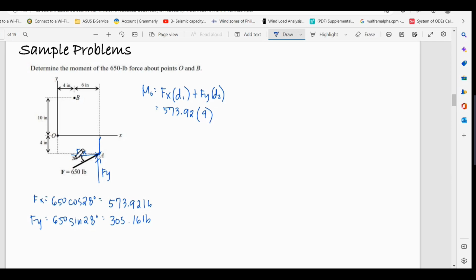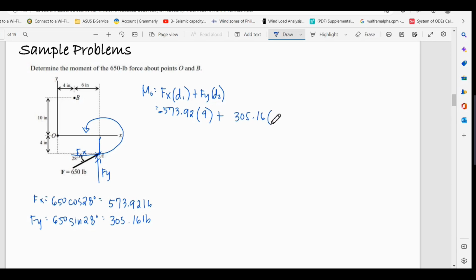So ano yung magiging direction niya? So imagine natin ulit, we have a force F here. Then meron tayong stick. Ayan. So, pag nag-apply tayo ng force Fx at the tip of the stick, so anong mangyari sa stick? It will rotate on its counterclockwise direction, di ba? So, we have here negative kasi counterclockwise. Negative 573.92 multiplied by 4. Plus, yung ating Fy. Fy natin is 305.16 pounds.